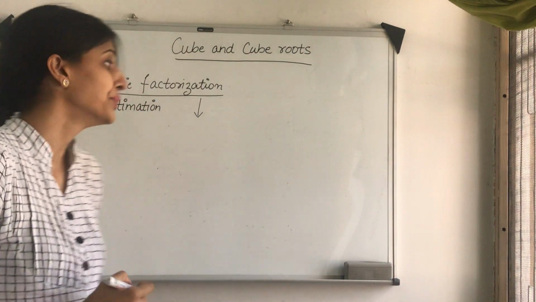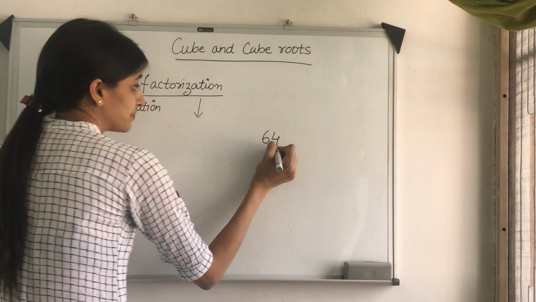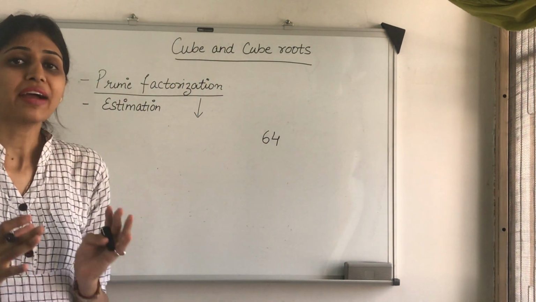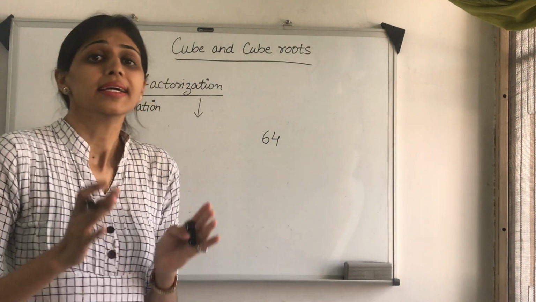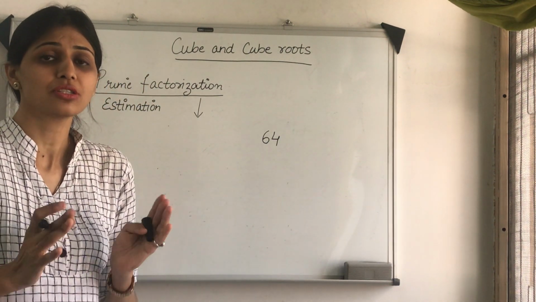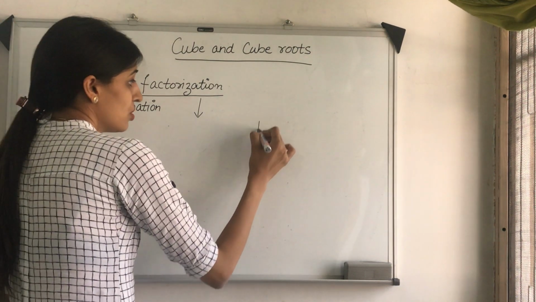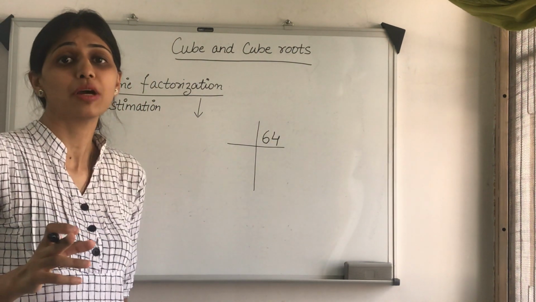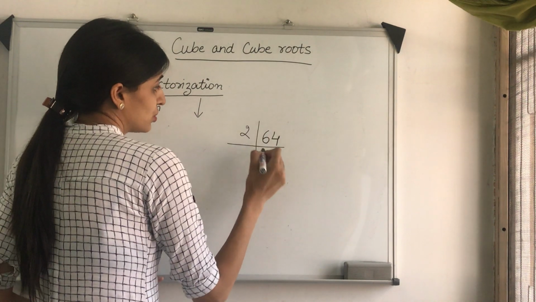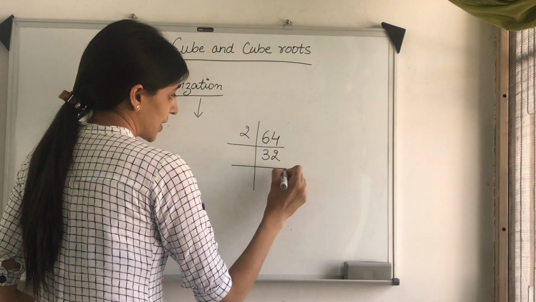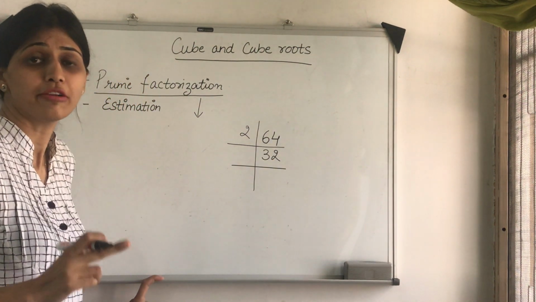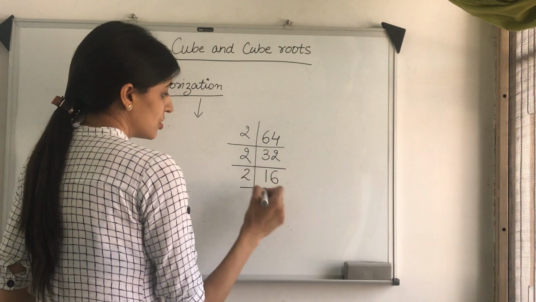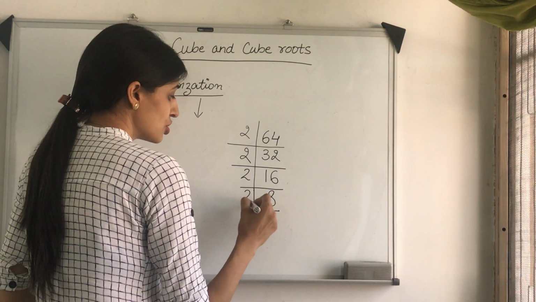Suppose a number is given to you, 64. I have given you a number 64 and you have to find out the prime factors of 64. So you know 64. Here 4 is an even number, so it will come in the table of 2. So 2 3s are 6, 2 2s are 4. Again even number, so comes in the table of 2. 2 1s are 2, 2 6s are 12. Again 2 8s are 16. Again 2 4s are 8.